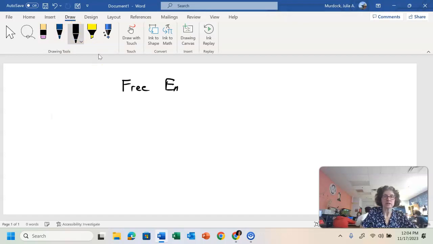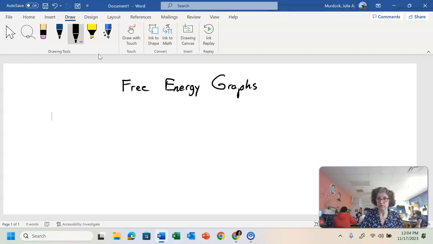Free energy graphs. And first I'm going to introduce the players here. What kind of symbols are you going to be looking for in these graphs?